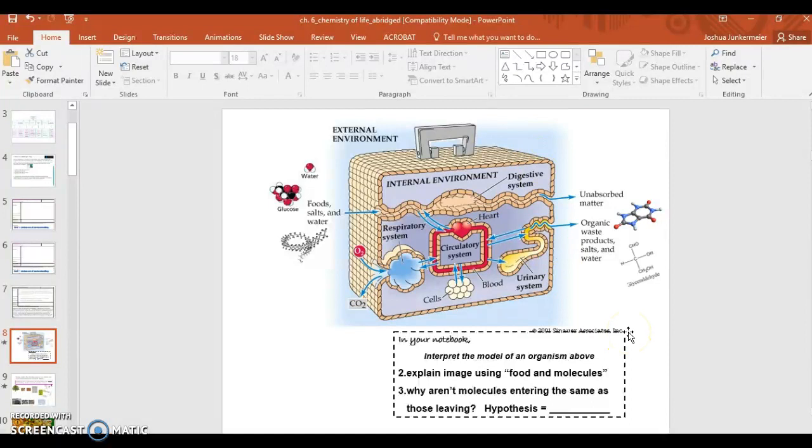So go ahead and generate a hypothesis based on what you've seen here and you've observed the model. Why do you think? So let's make a confident hypothesis to explain your thoughts.